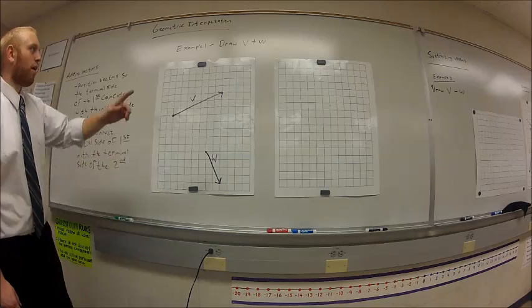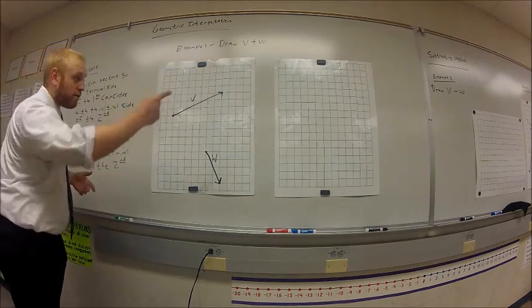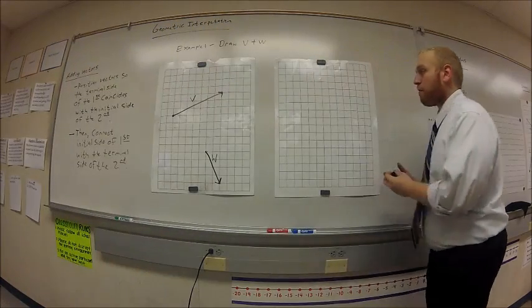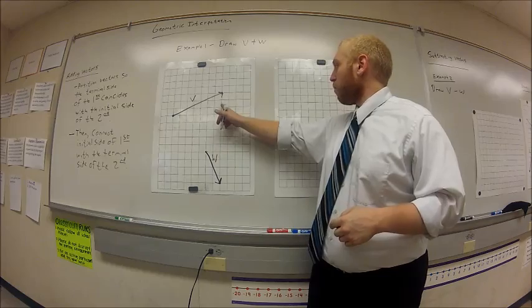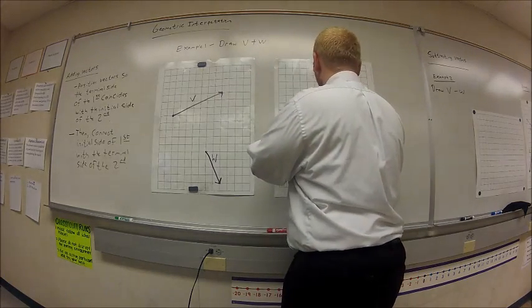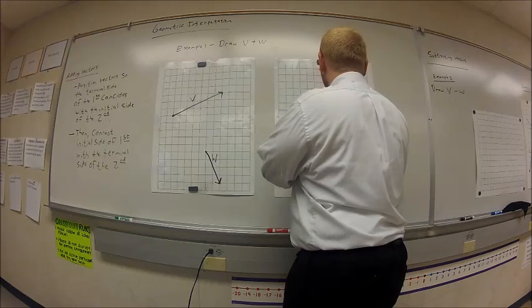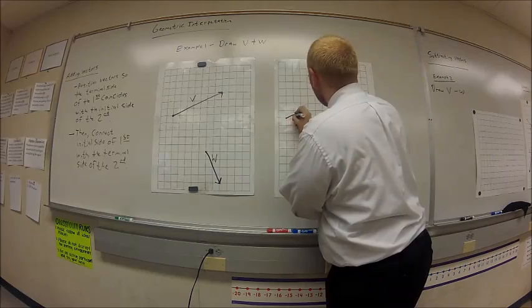Now notice it says draw v plus w. So I'm going to start off by redrawing v. So when I redraw v, it was right 1, 2, 3, 4, 5, 6, 7, and up 1, 2, 3. So redraw it right 1, 2, 3, 4, 5, 6, 7, and then up 1, 2, 3. There's vector v.